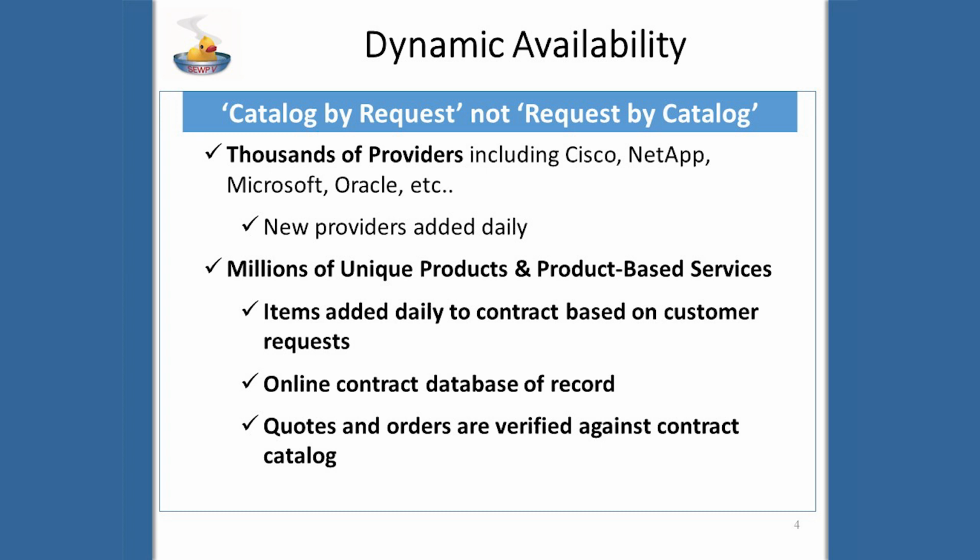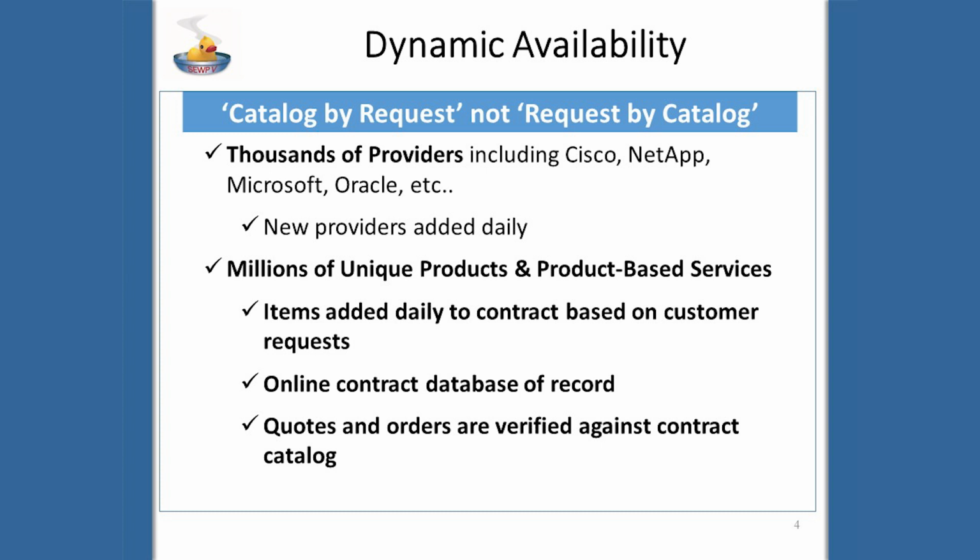We currently have 6,700 plus providers. That's original equipment manufacturers, or original service providers. All the large companies like Cisco and so on are on the contracts, but we also add up to 5 to 10 new companies a day based on the customer requests that come through our various tool sets. We also have millions of products currently on the contract, upwards of 5 million products.